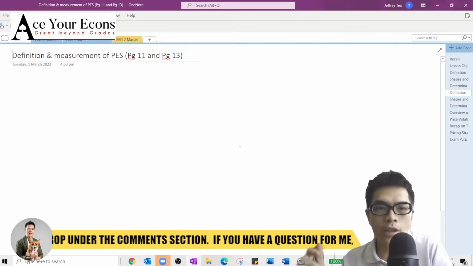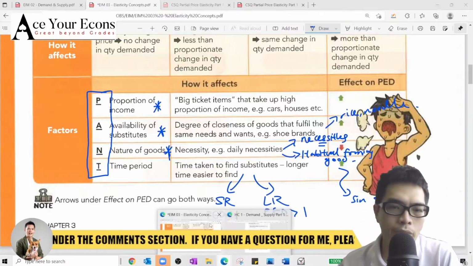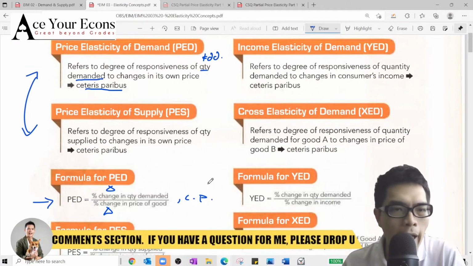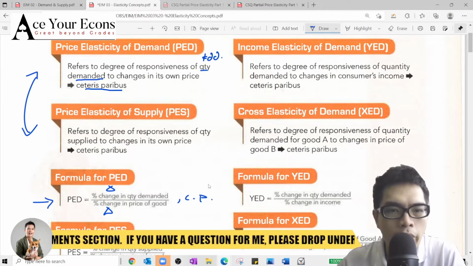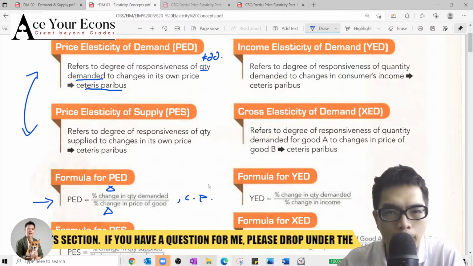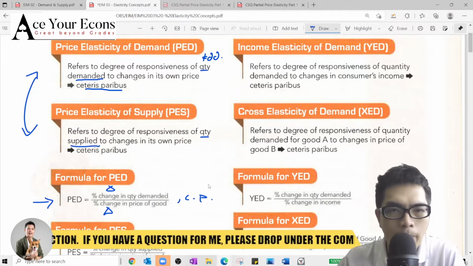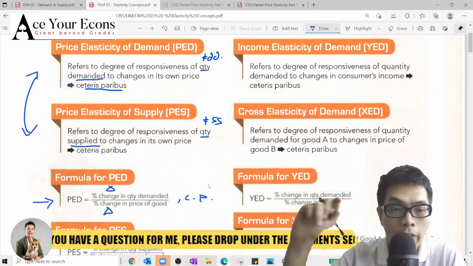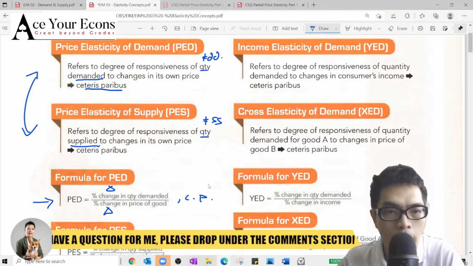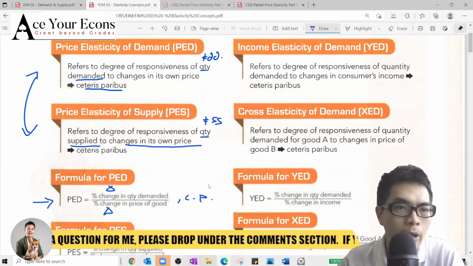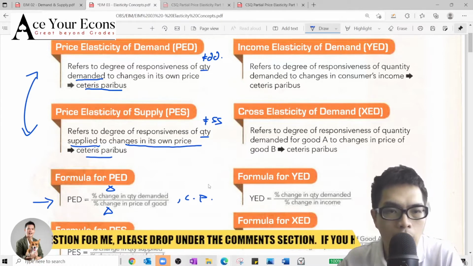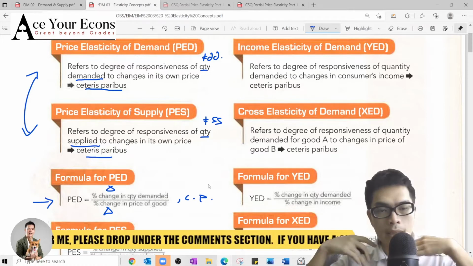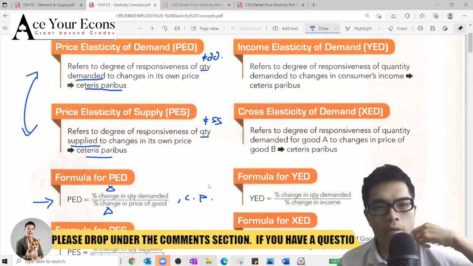Right? So now let's hop into the definition. So we are looking at the degree of responsiveness of your quantity supplied. Remember, we are not concerned about non-price factors here. It's not a supply factor. We are concerned about price factors, to changes in its own price, ceteris paribus. Alright, so the two things we want to be concerned about is quantity supplied and ceteris paribus.